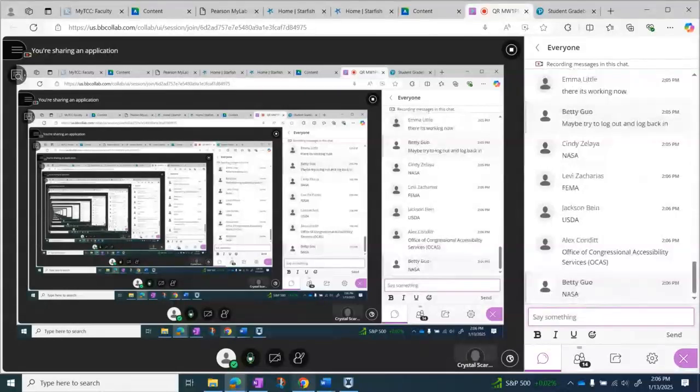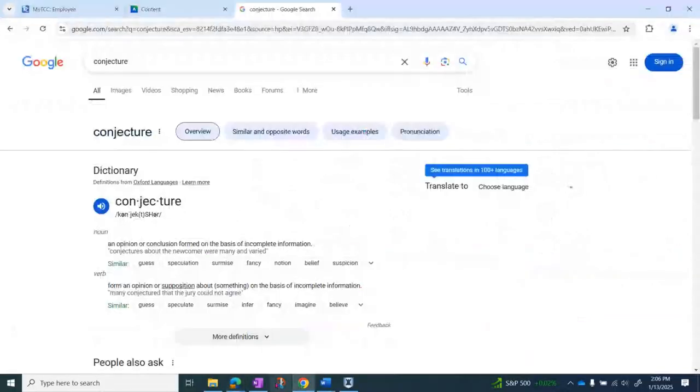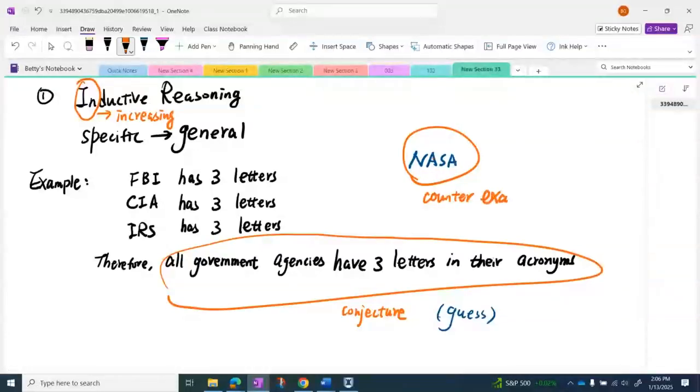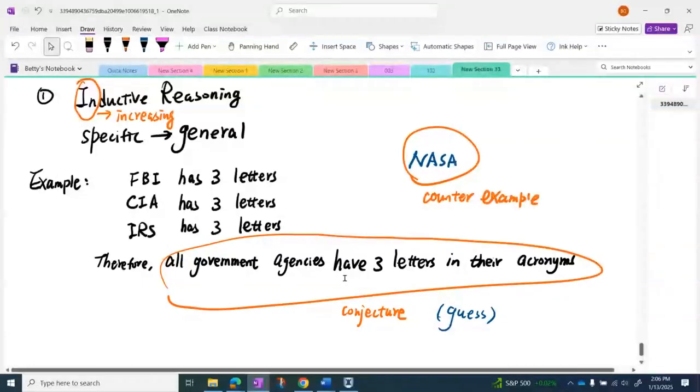You know, in mathematics, in order to disprove something, one example is enough. Let's use NASA. And this is called a counterexample, that you can use to prove the conjecture is false. It's not that all the government agencies have 3 letters. NASA has 4 letters in it. So that is the concept of a counterexample.